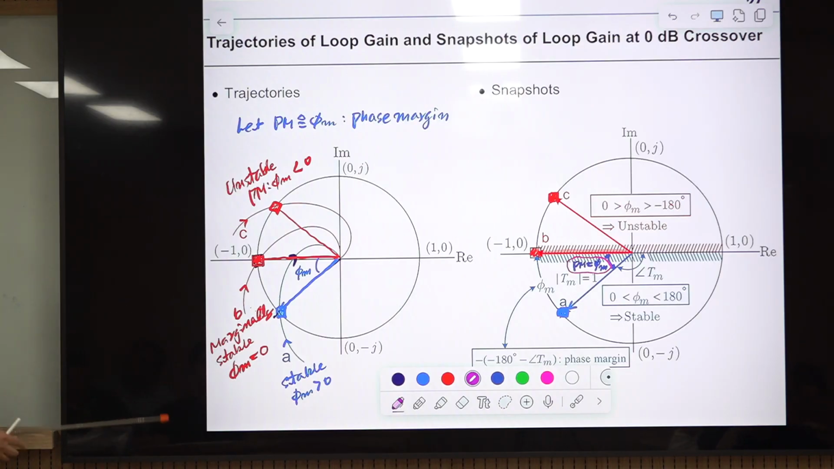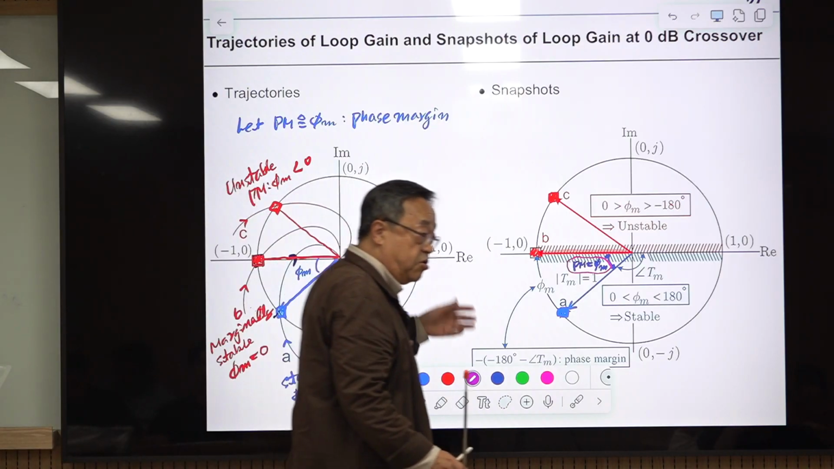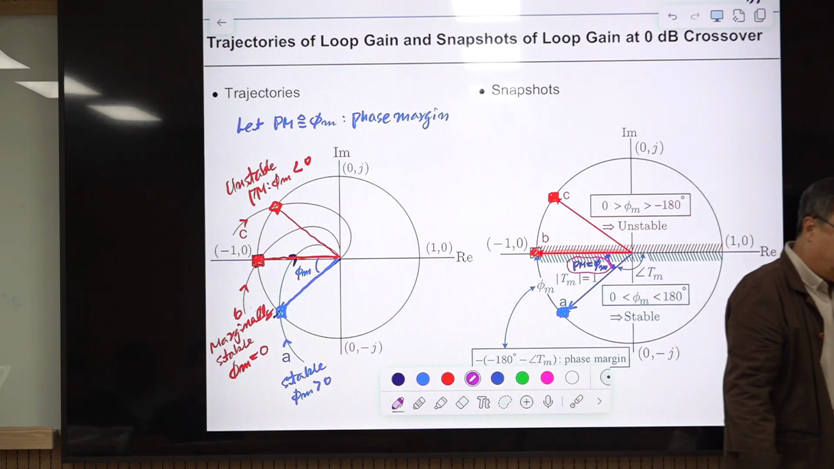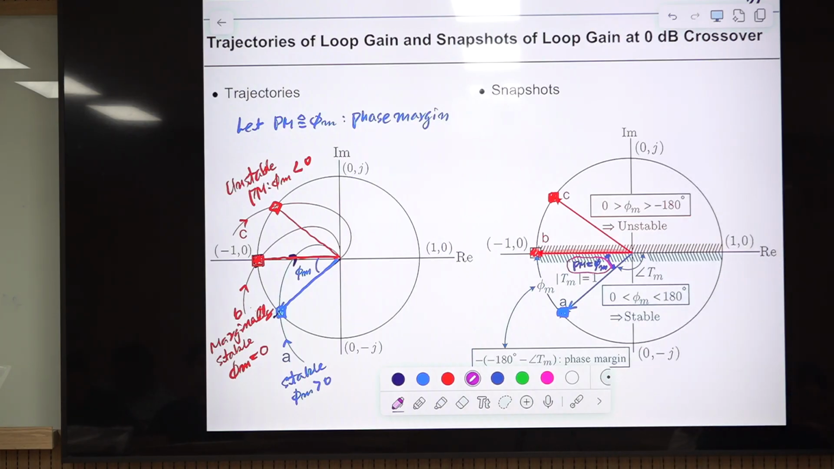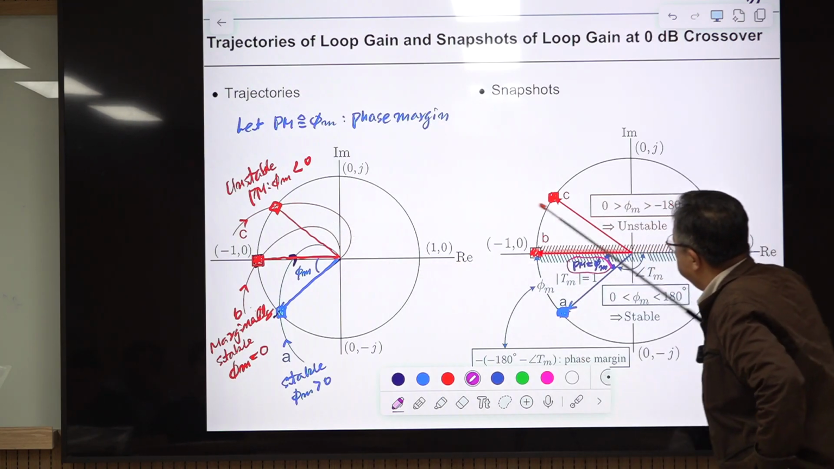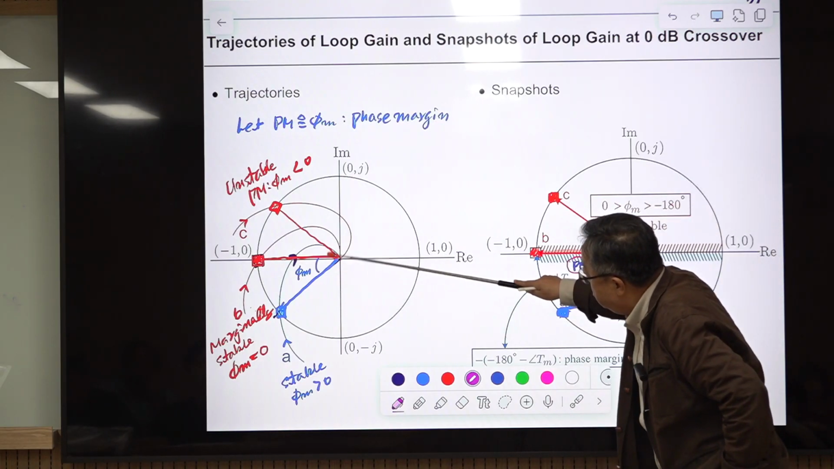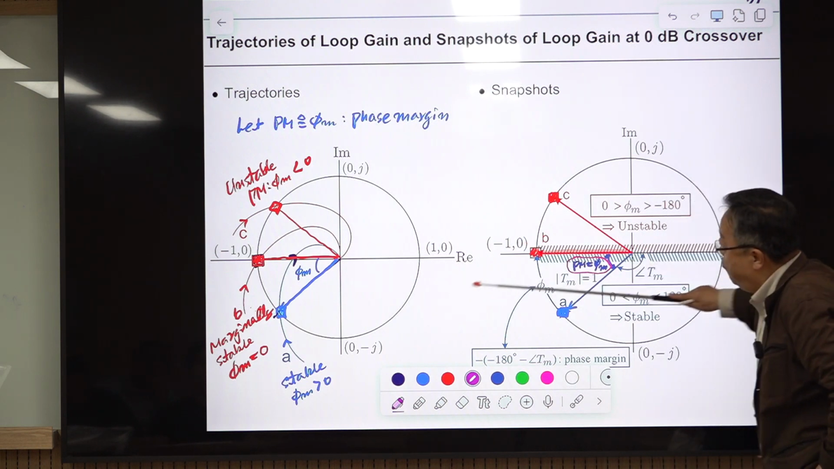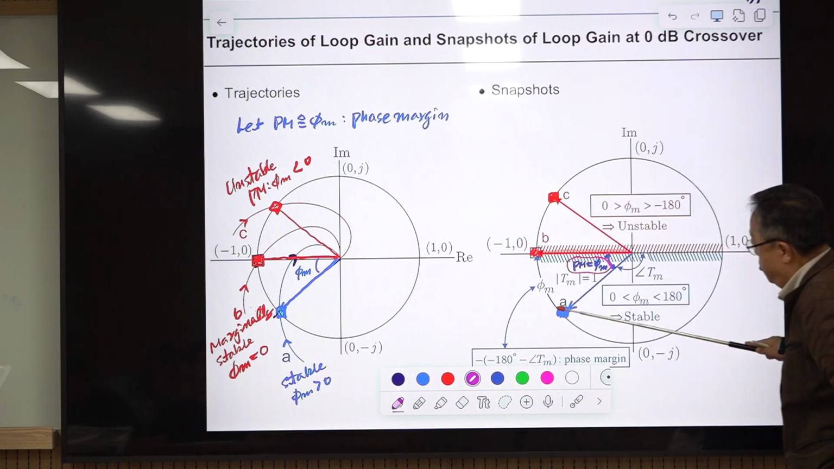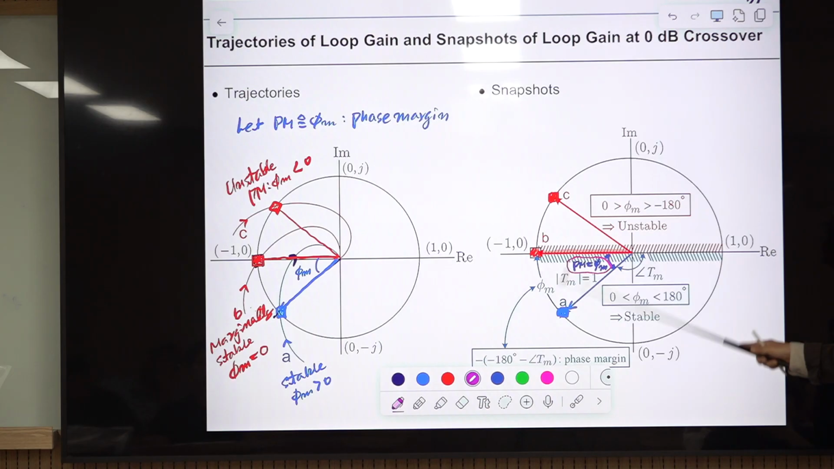Okay, so to investigate the nature of the phase margin more closely, more accurately, more informatively, consider the snapshot. So this is passing this point, then you take a picture of this vector. When it passes here, you take the picture of this here. When this passes this point, you take the picture. Okay, so this is a snapshot. It's a fixed vector, not moving, because this is a snapshot. They are frozen in frequency.